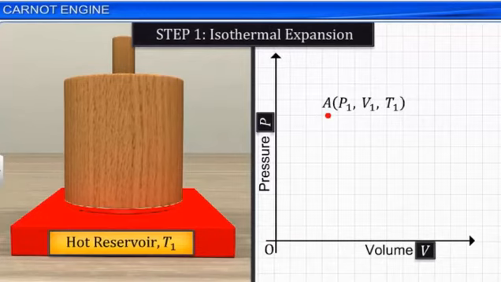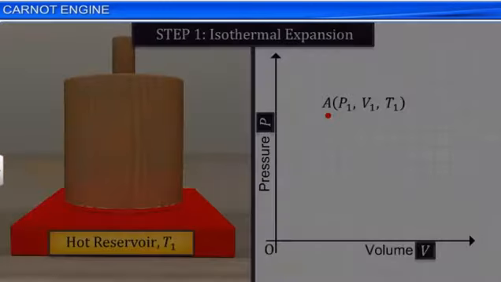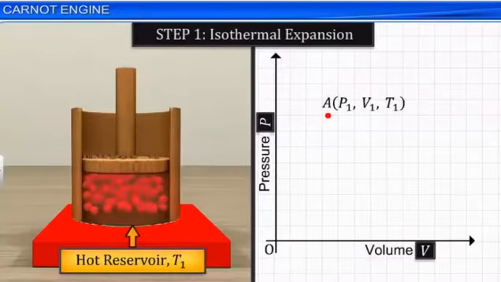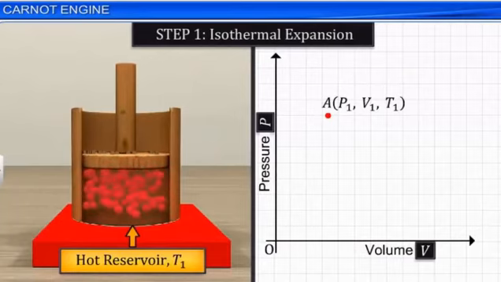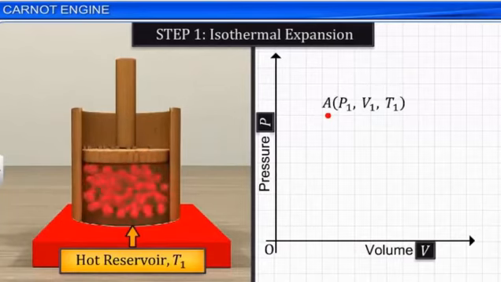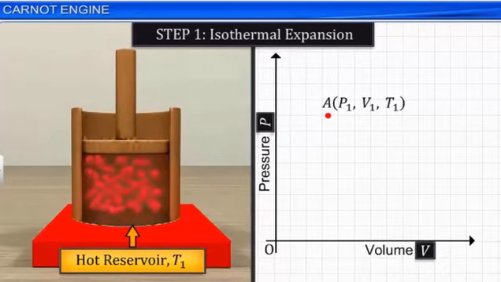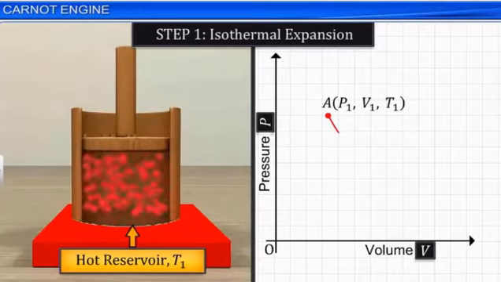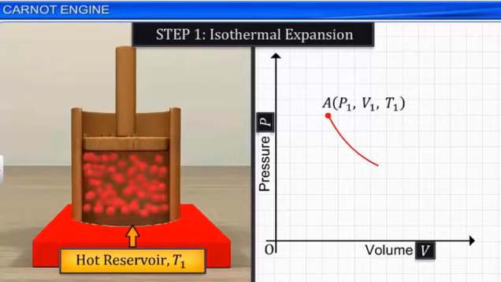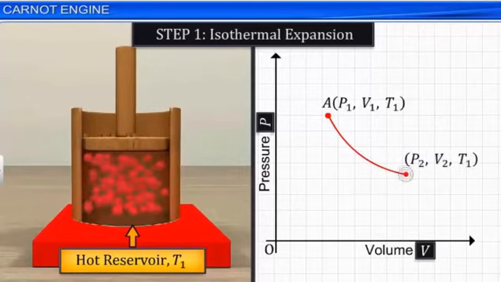During this expansion, let the state of the gas change to P2, V2, T1, which is identified by point B in the PV diagram. Let the heat absorbed by the gas be QAB and the work done by the gas be WAB.